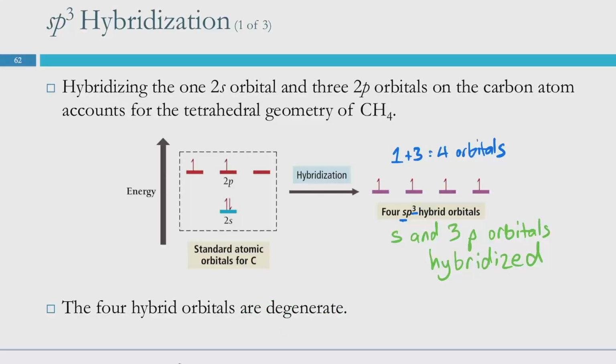What does degenerate mean in this context? Does it mean they're good for nothing, low down, dirty dogs? The scum of the earth, filth? No. Degenerate in this case means that they have the same energy. So anytime you hybridize orbitals, the hybrid orbitals always have the same energy. That's why we're blending them together, basically.